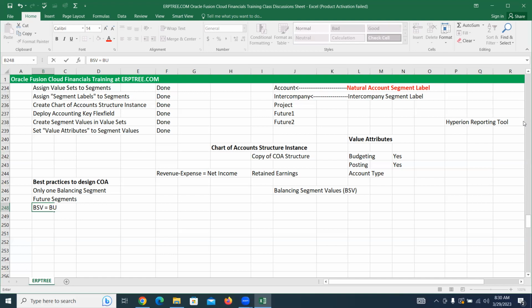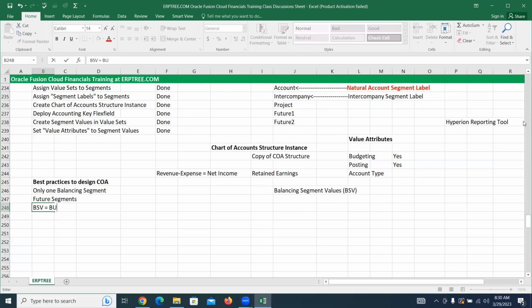You might be doing one business. It may be in 10 locations. 10 locations, 10 business units. 10 business units, create 10 balancing segment values. That's it. So this is a very, very important point. You have to ensure how many business units you have, those many balancing segment values in the chart of accounts.